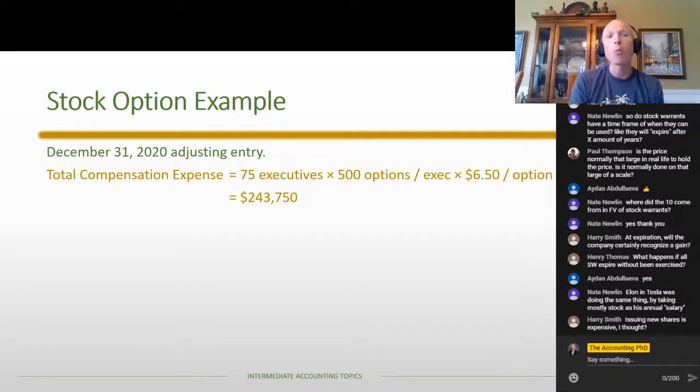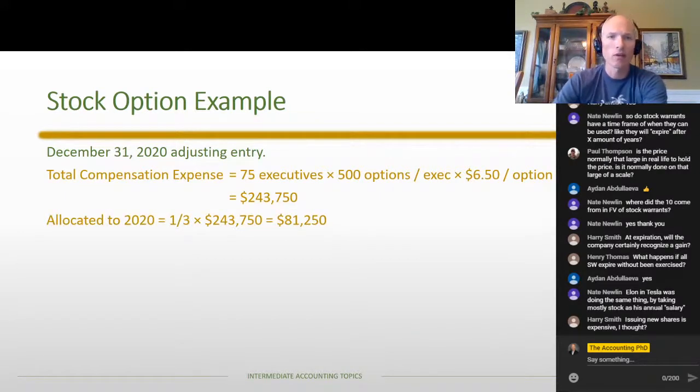Now the question is, how much of that do we recognize on December 31st, 2020? Remember, this is a 3-year investment period. So at the end of 1 year, how much do we recognize? Hopefully by now it makes sense that we're going to allocate 1/3. With a 3-year investment period, it's 1/3, 1/3, 1/3. If it was a 5-year investment period, it'd be 1/5 every year. Because it's a 3-year investment period, we use 1/3, and that's what's going to be allocated to 2020.